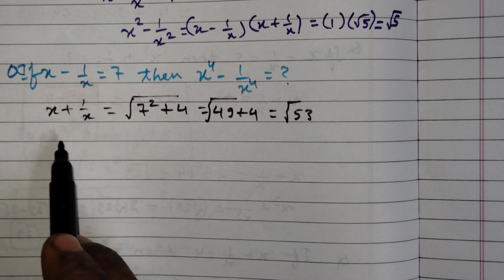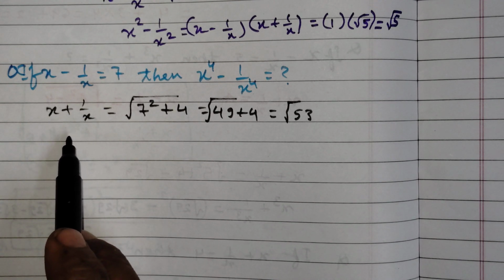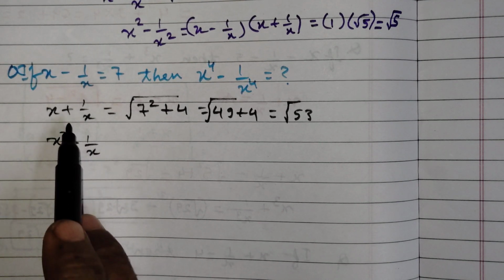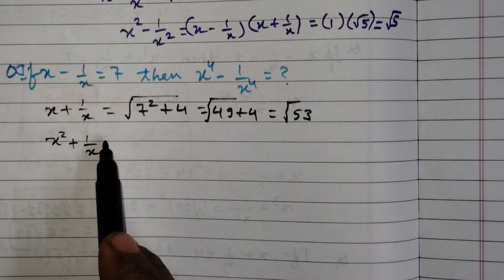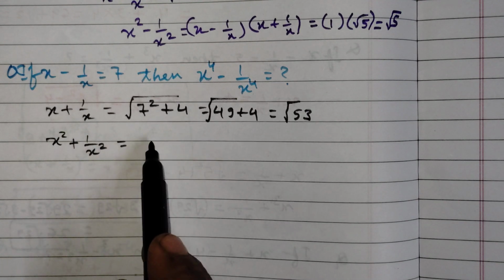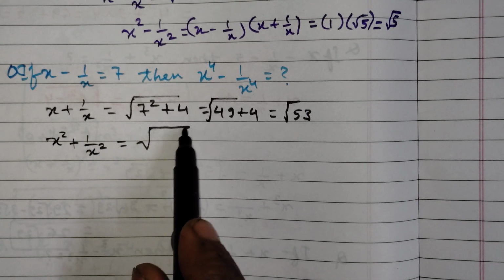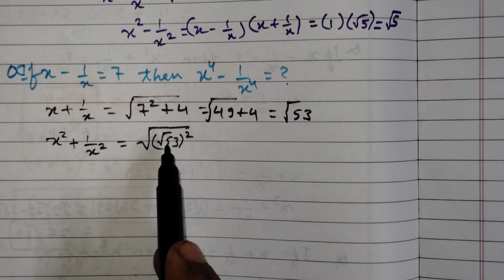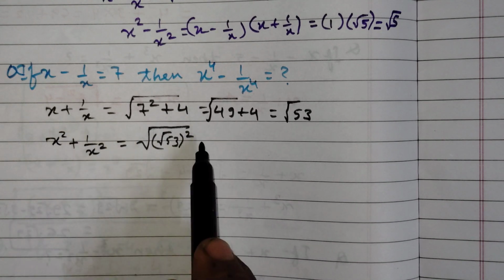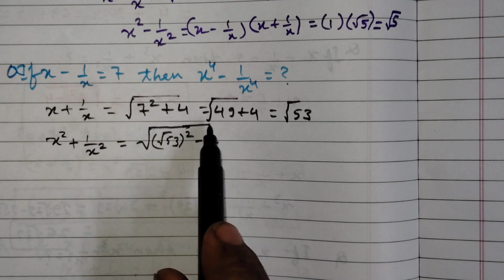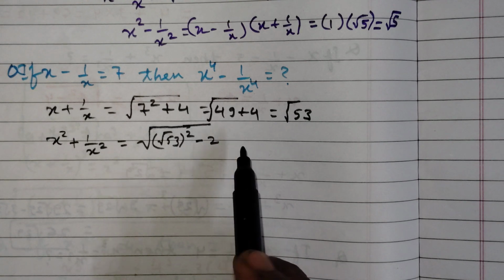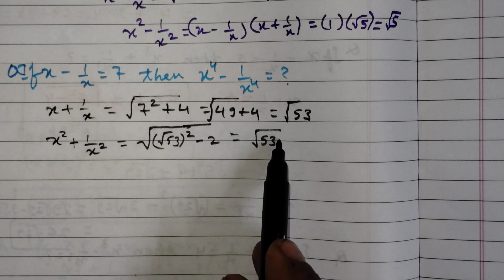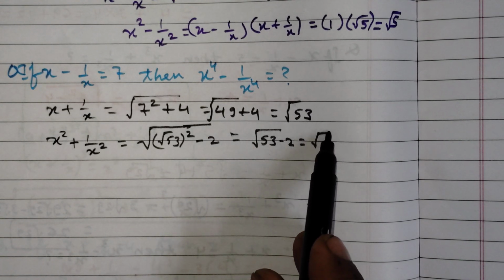Now we find x square plus 1 upon x square. So x plus 1 upon x is square root 53. So x square plus 1 upon x square is, again we use the identity, square root 53 square, then the opposite sign, minus 2, we write down. So square root 53 square is 53 minus 2, it gives us square root 51.